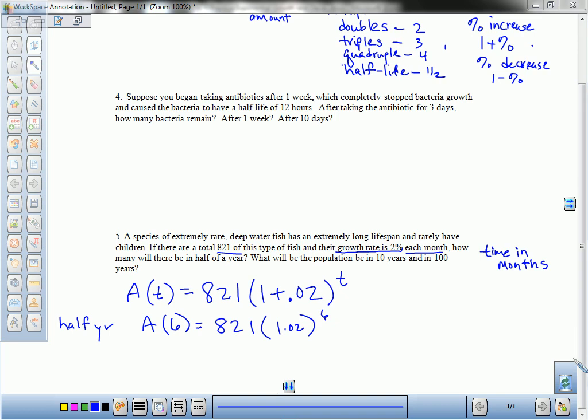With this one, since it's a living thing, do you still have to round up or round down? Exactly. We're going to talk about that next. All right, so this is the answer I got on my calculator.